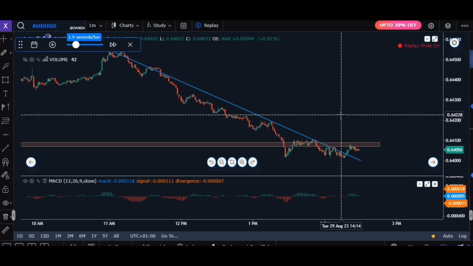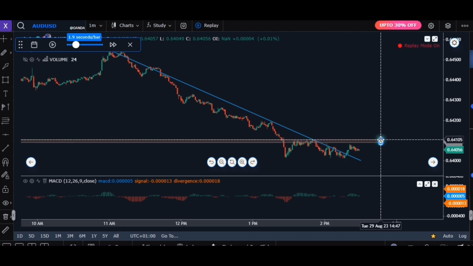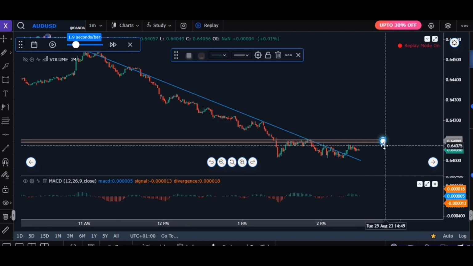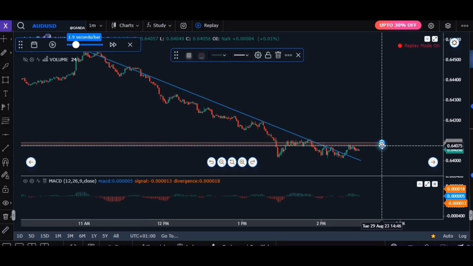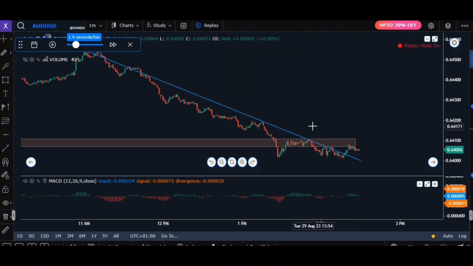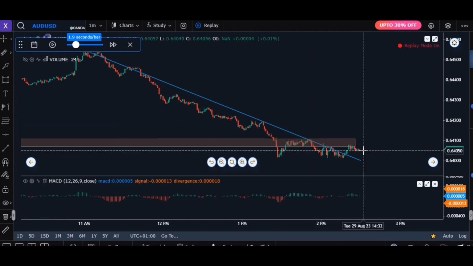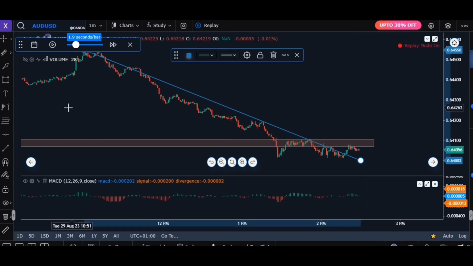So before you can say the market is on an uptrend, the market must break from this resistance point. So before we can say the market is an uptrend, it must break from this strong resistance point. So let's continue. Let's see what happened in the market.